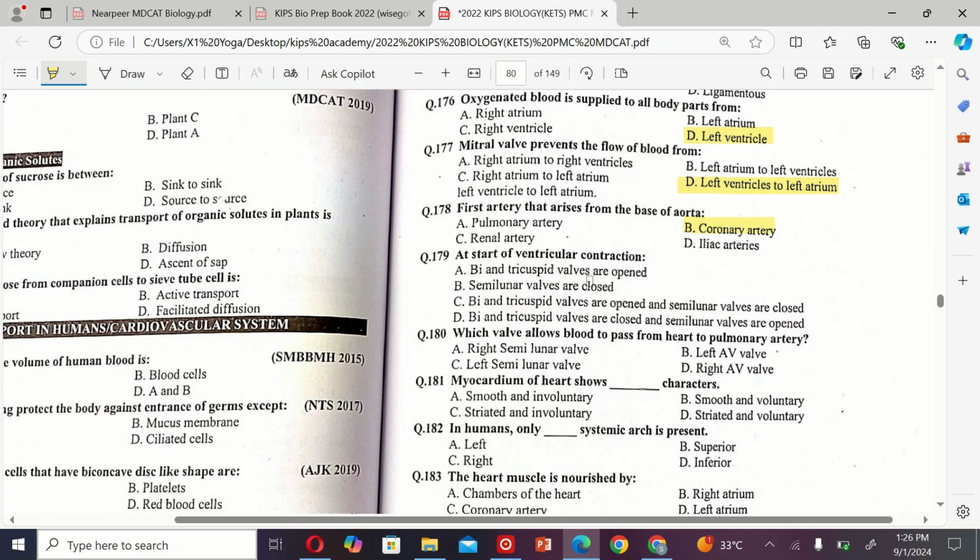The next MCQ is: at the start of ventricular contraction, A. Bicuspid and tricuspid valves are opened. B. Semilunar valves are closed. C. Bicuspid and tricuspid valves are open and semilunar valves are closed. And D. Bicuspid and tricuspid valves are closed and semilunar valves are open. So the correct option is D.